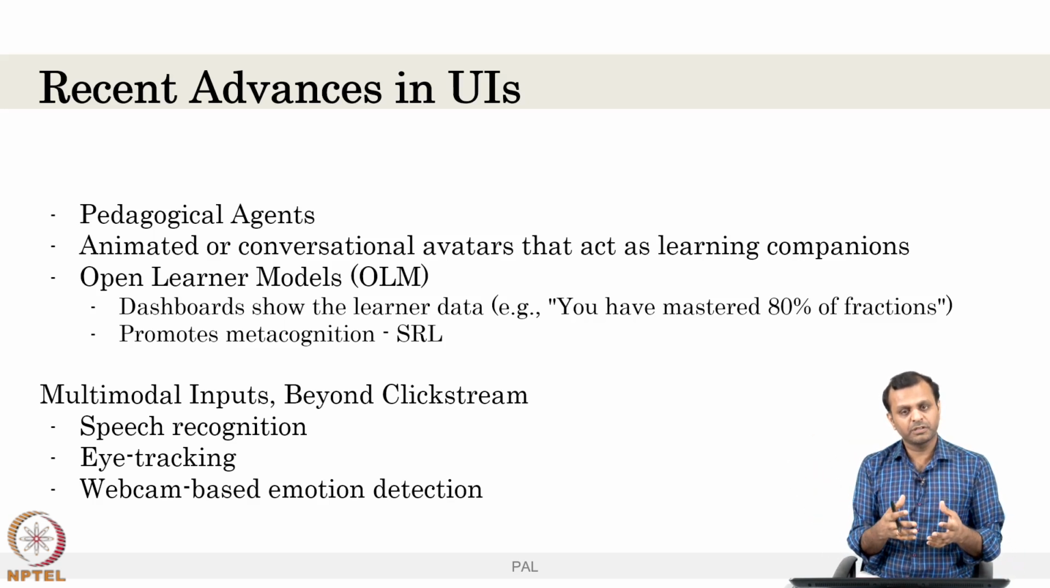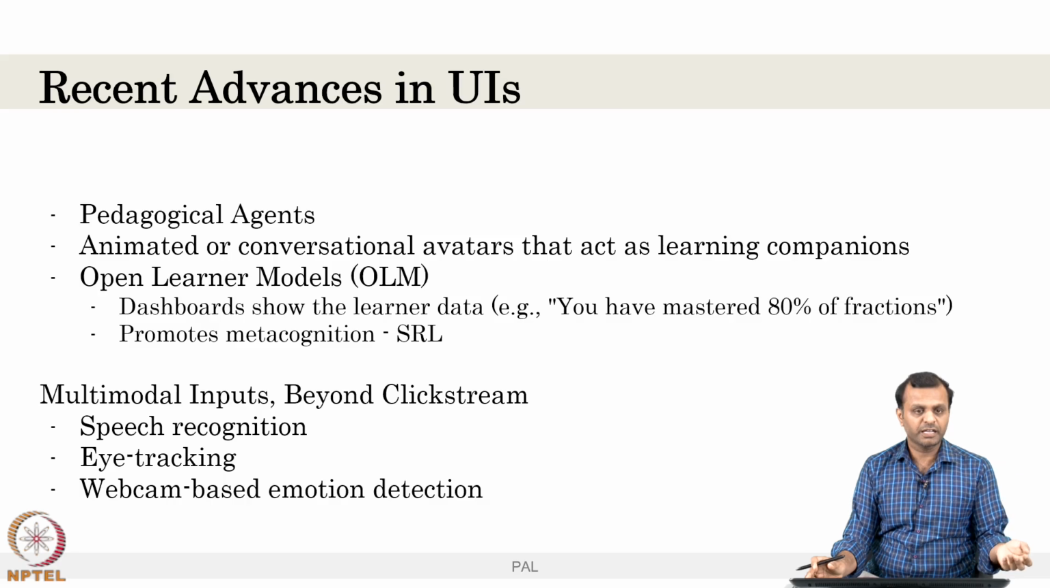Give data back to the learner, let the learner decide their own regulation, let the learner plan, so they do metacognition and self regulation. That is the idea of the open learner models. Beyond the clickstream data, we could collect speech recognition, eye tracking, webcam emotions, like I mentioned in the previous slide. So these are the recent advances in UI.